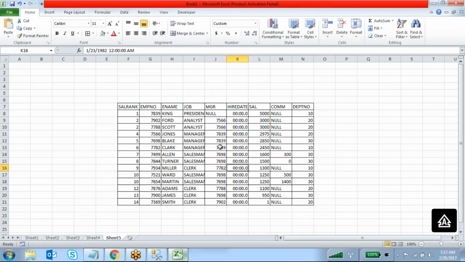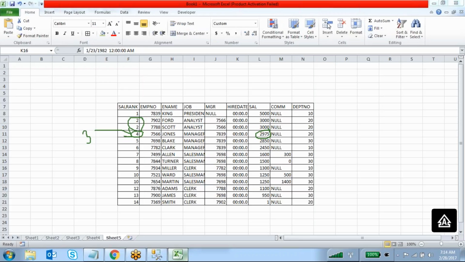But the third rank, where is the third rank? It is 2975, but why is it displaying fourth rank? It is not correct, right? Why it is displaying fourth rank is because there are two people nominated for the second rank. So there is a gap between the second rank and third rank, because if we had only one person in the second rank, then it would display third rank. It is counting the salary as well as the number of people for each rank.